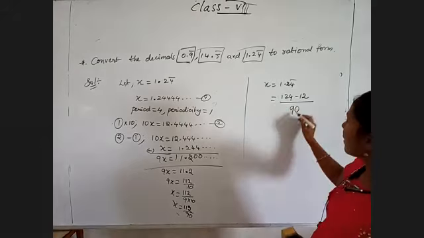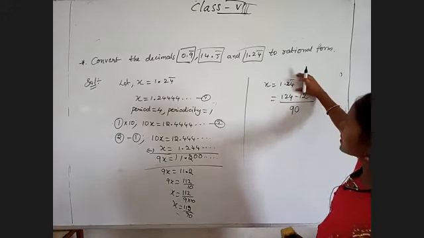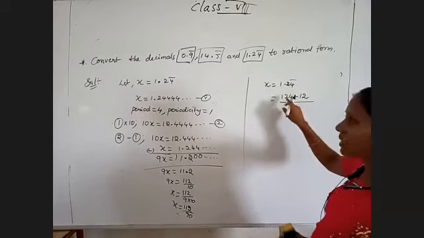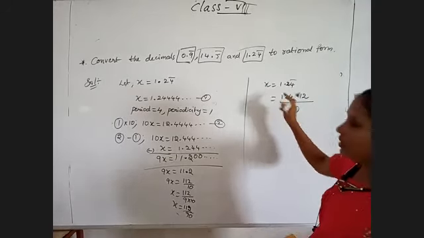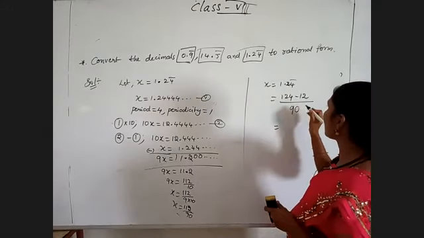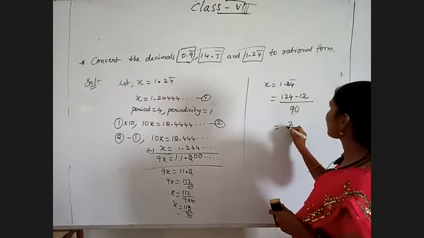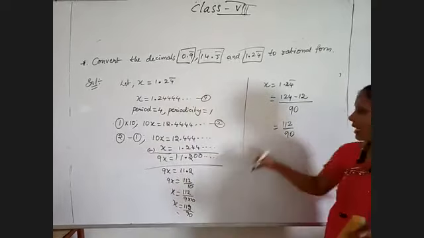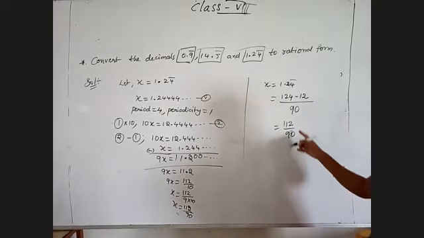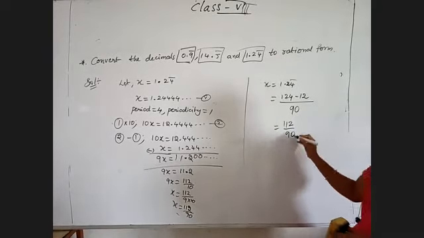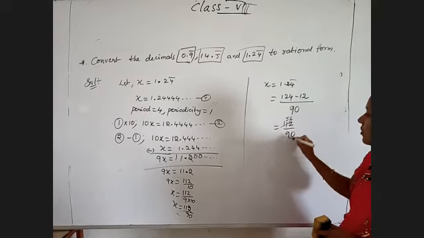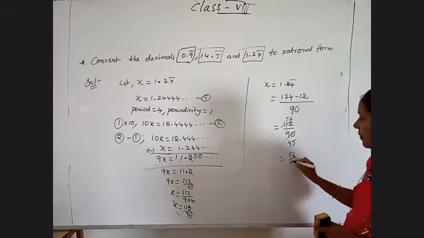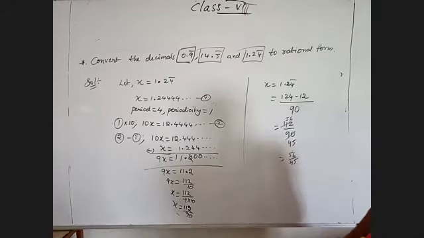While we are checking the denominator, we need to check only in the decimal place. No need to go for the first one. While we are writing the numerator, we need to take the digits before the point also. Now which is equal to 124 minus 12, that is 112, by 90. See, here 112 by 90, here also 112 by 90. Now simplify. 2 sixes are 12, 2 fours are 8, 2 fives are 10. So 56 by 45. That's all.